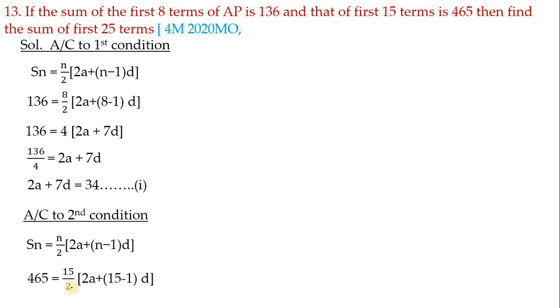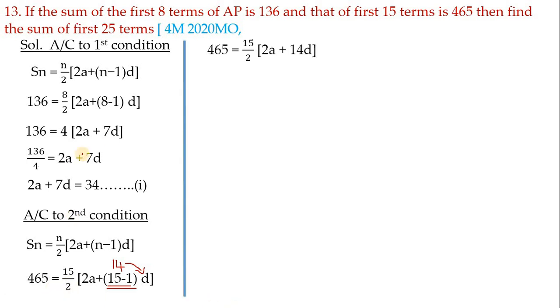So cancellation is not possible here. So first let me subtract this. So I'll get here 14. So 14 multiplied to d. So 14 into d is 14d. Next what we want to do is, let me write off this first. Next, this 15 by 2 there, right?